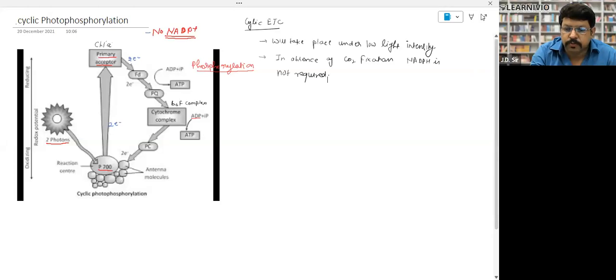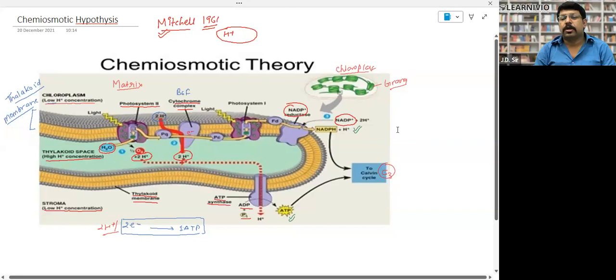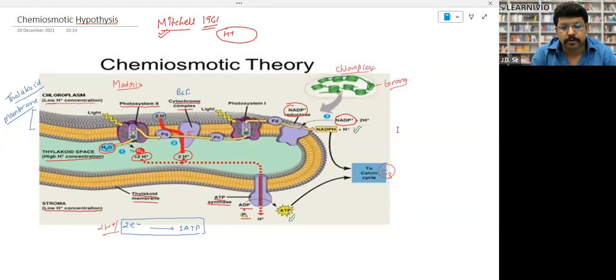So let's move to the next concept. What is chemiosmotic? Try to understand. This is the best explanatory diagram. What is the chemiosmotic theory? Chemiosmotic theory or chemiosmotic hypothesis.